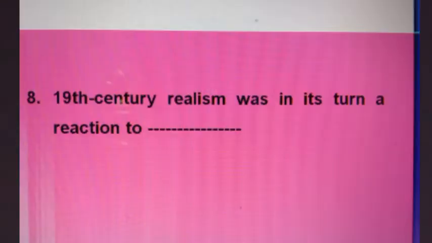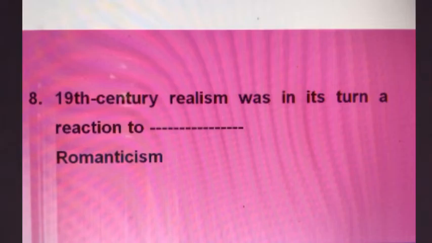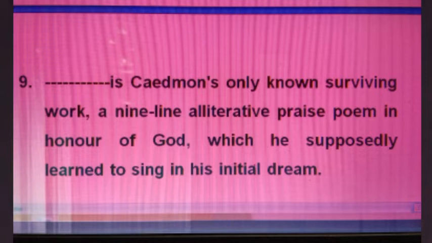Question number 8. 19th century realism was in its turn a reaction to dash. Answer: Romanticism. The 19th century realism was in its turn a reaction to Romanticism. Question number 9.